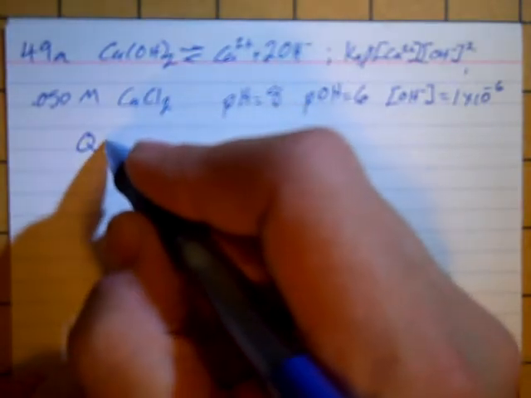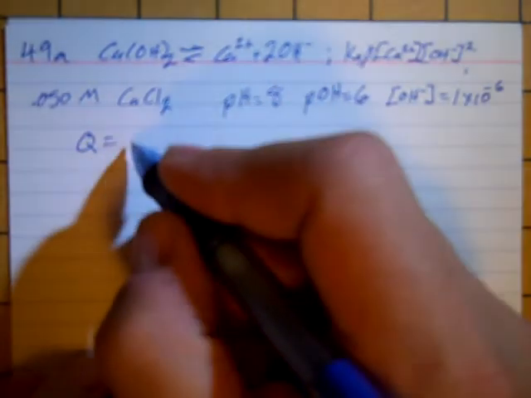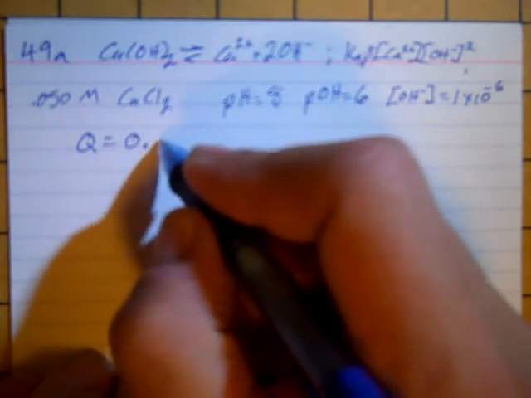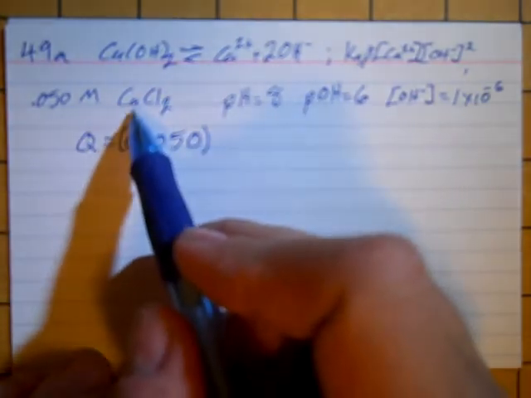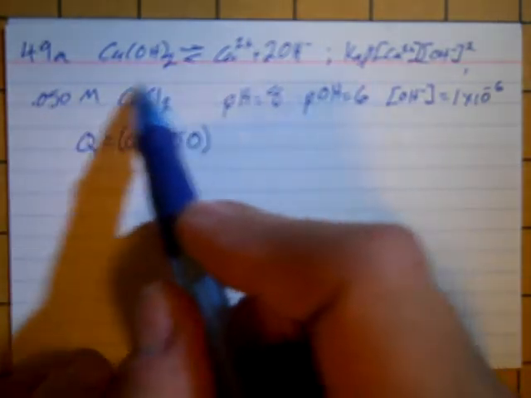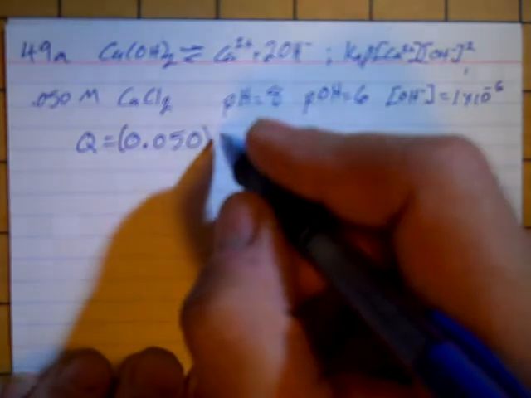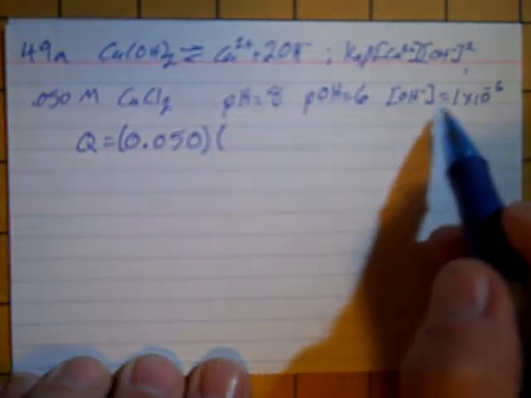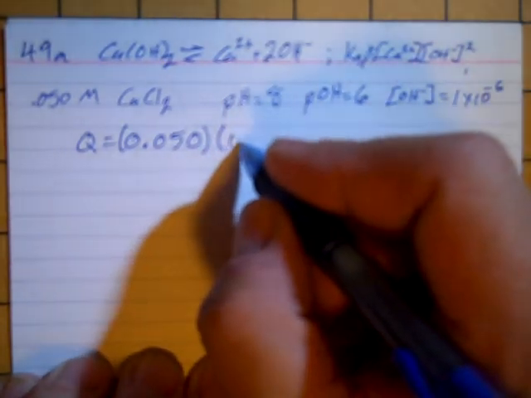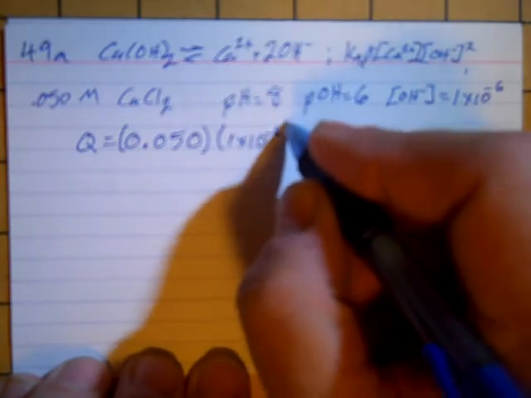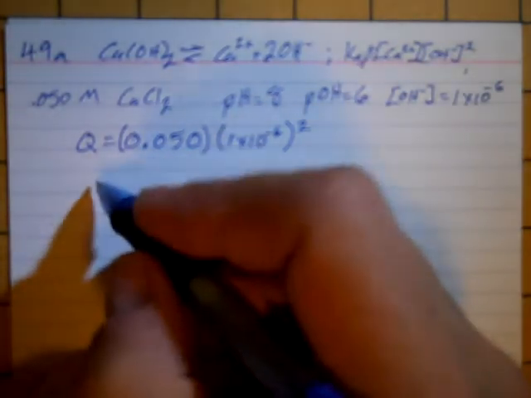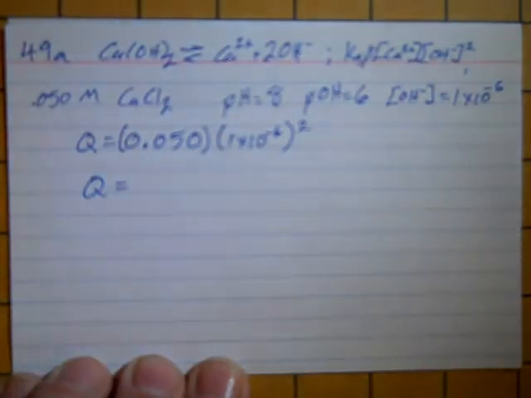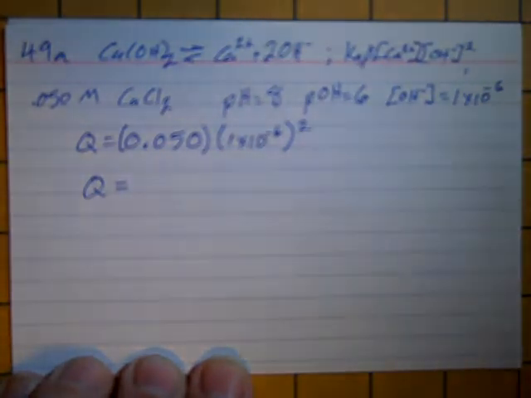This will be Q because it's not at equilibrium, and it will equal 0.050. That's the calcium ion, because it's one of these ions for every one of these that breaks up, and that'll be times the concentration of hydroxide squared. So Q is going to turn out to be 5 times 10 to the minus 14.